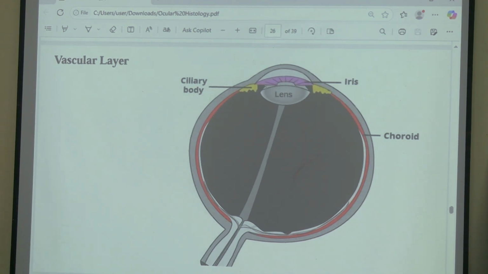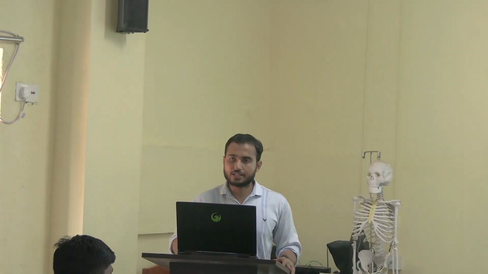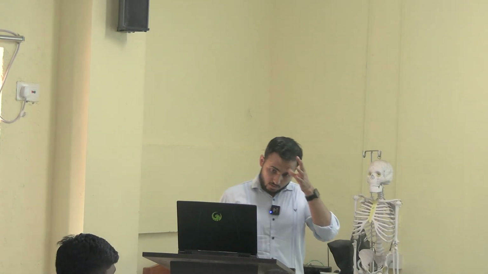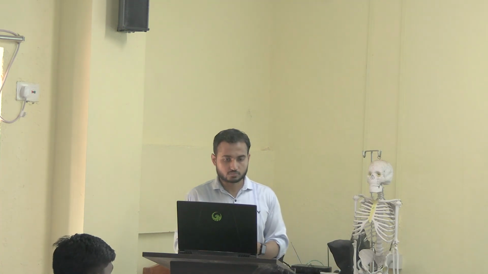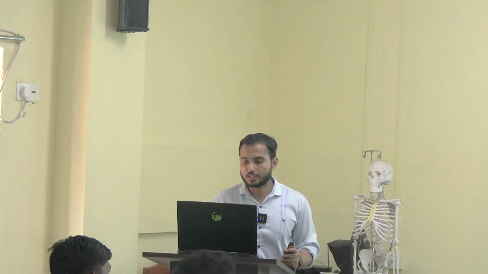Again, when you take the choroid, you will get so many layers. When you take the ciliary body also, layers are present. Same in the case of iris. Okay. So I have shown you where the choroid is present.